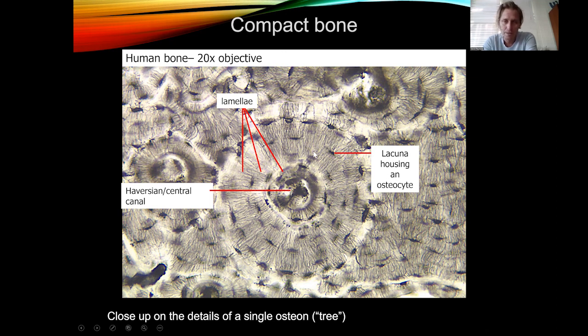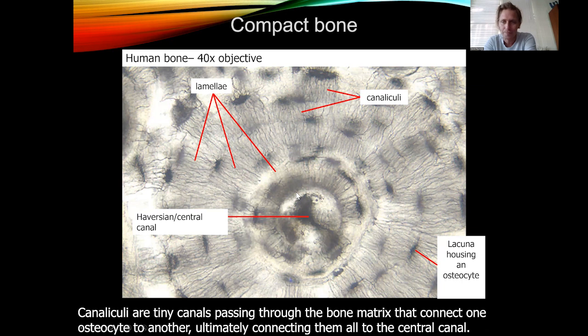And you can see the canaliculi, all these little spider cracks that connect all of these cells to the central canal, so they can have access to blood. All right, again, canaliculi here. You can see all these spider cracks, lacuna, central canal.